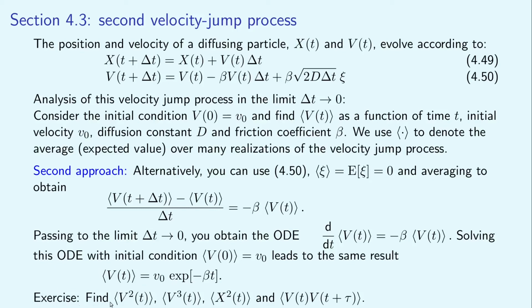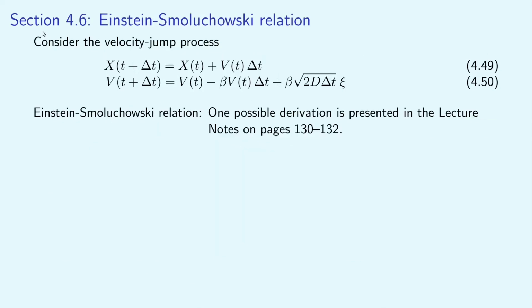For example, the second or third moments of velocity, or even the second moment of position, or the correlation between the velocity at time t and at later time t plus tau can be calculated by using approaches which we learned in chapter 3 when we discussed stochastic differential equations. Finally, I will conclude this lecture with one application of such results. I will discuss the Einstein-Smoluchowski relation, which is presented in section 4.6.